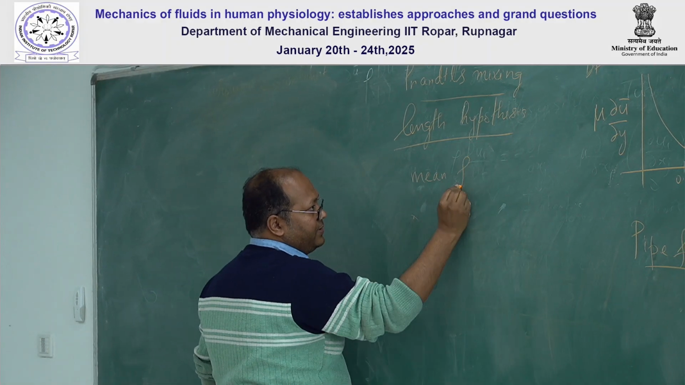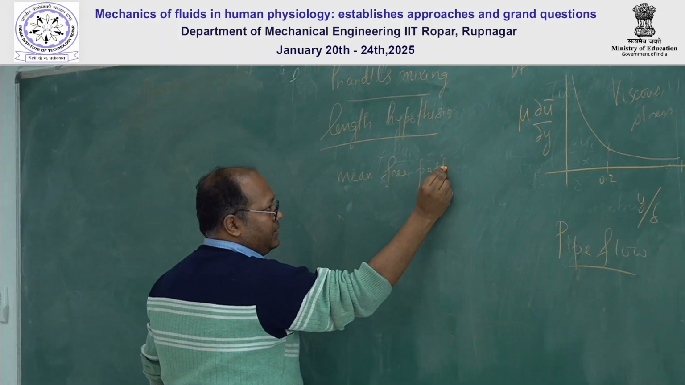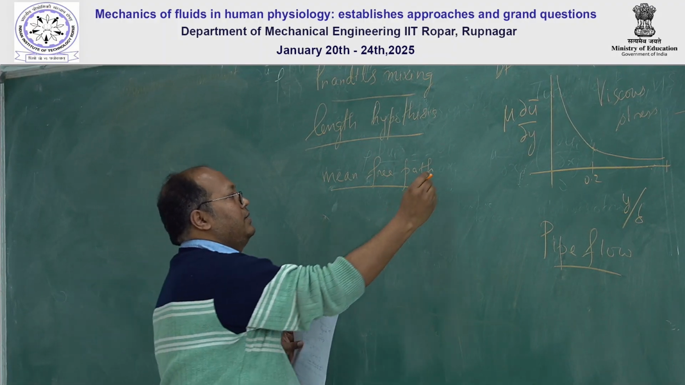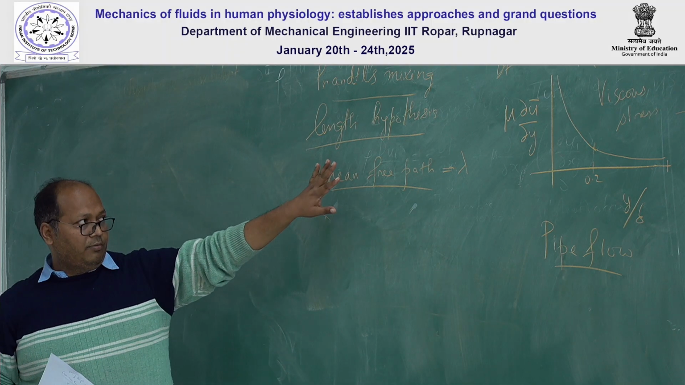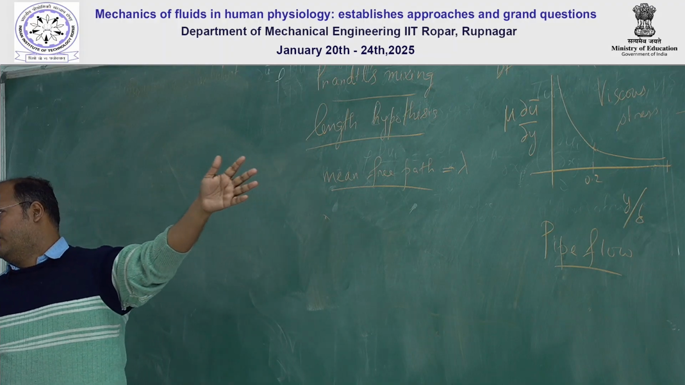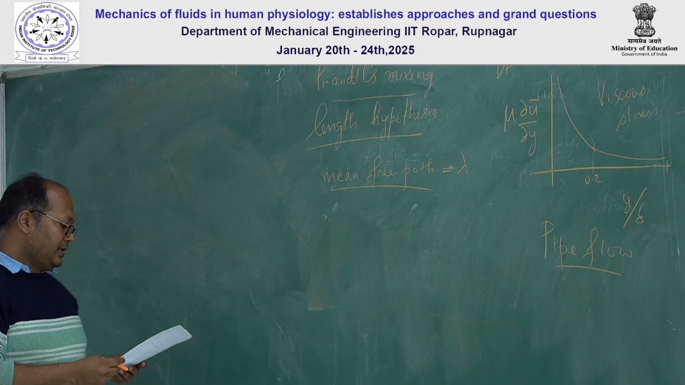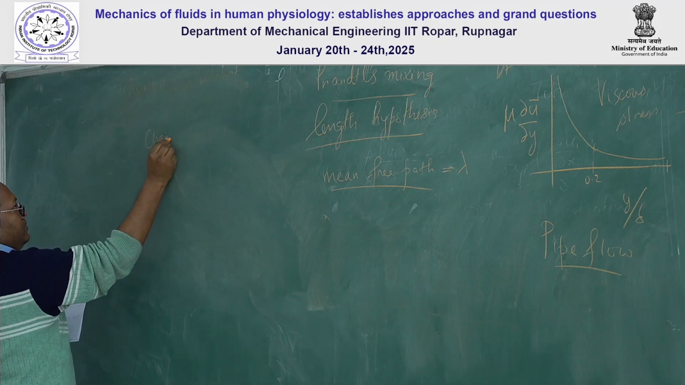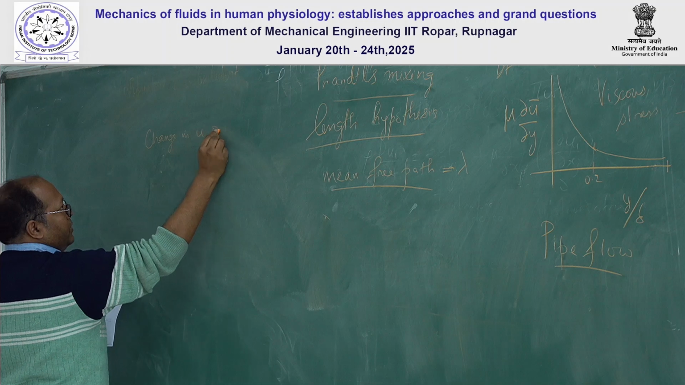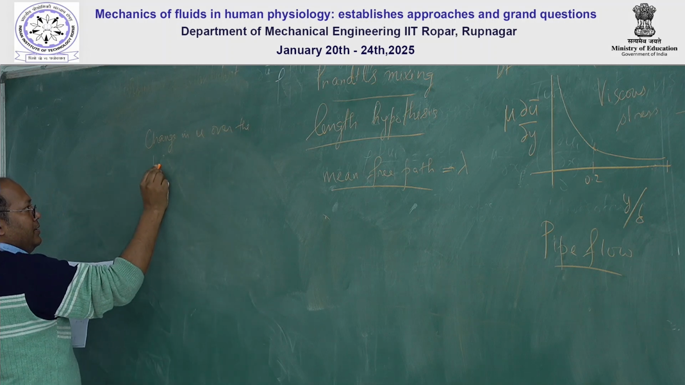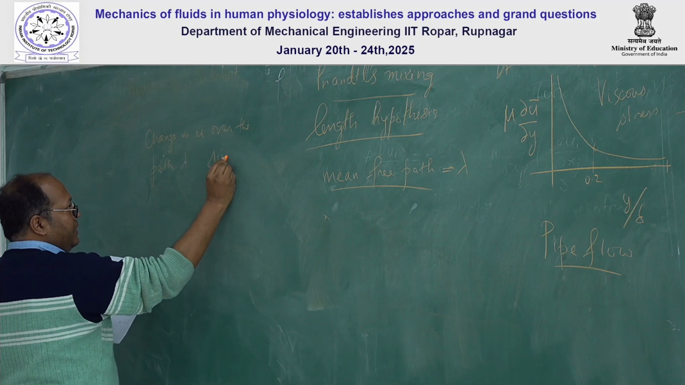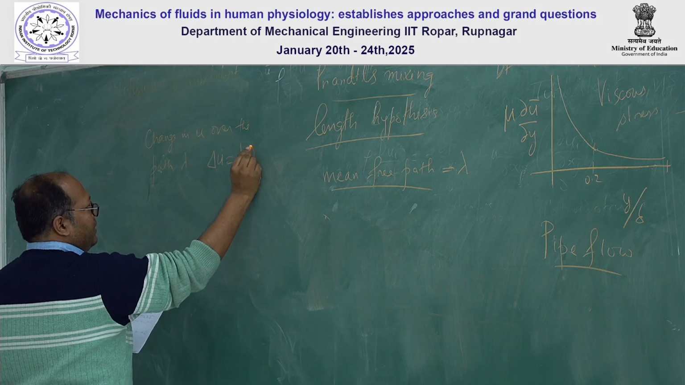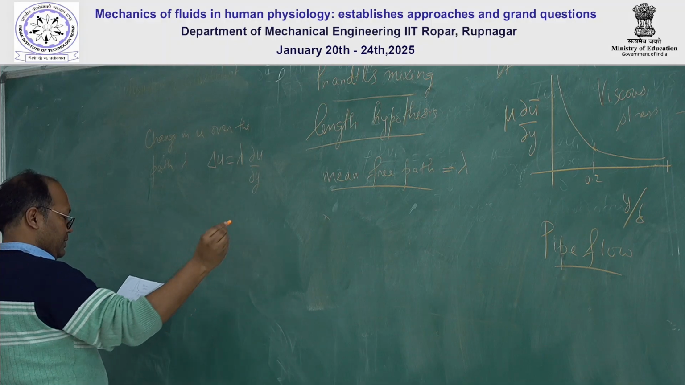So let's say the mean free path is defined as lambda, and one molecule is moving with velocity u. As it goes along the distance lambda till the collision, there is a change in u over the path lambda. Since this lambda is very small, we use a Taylor series approximation. We say delta u is equal to lambda del u del y.